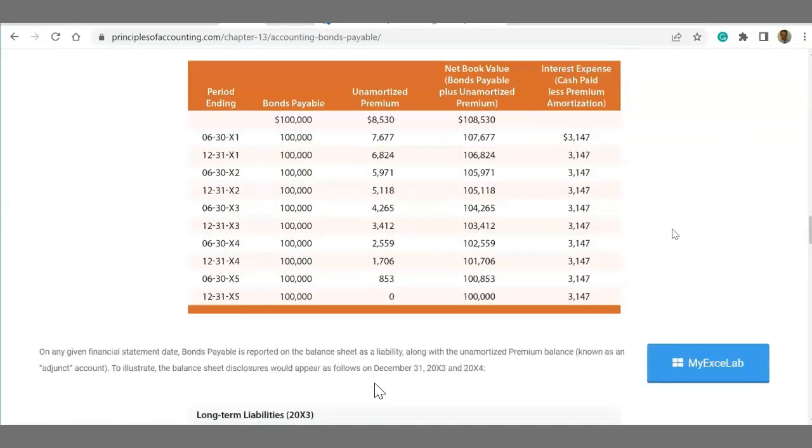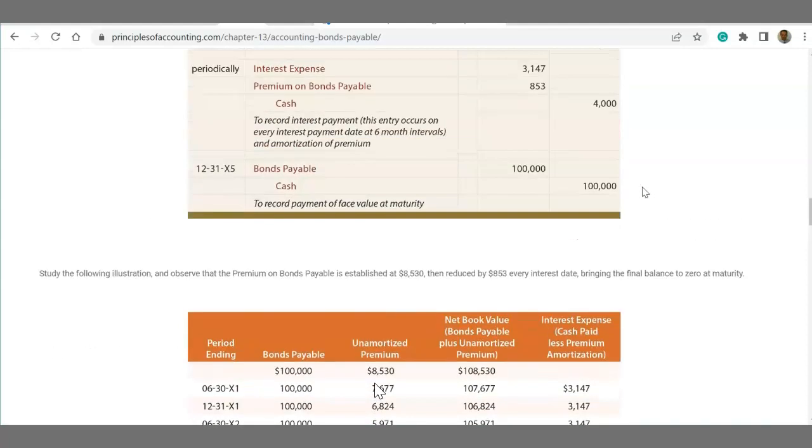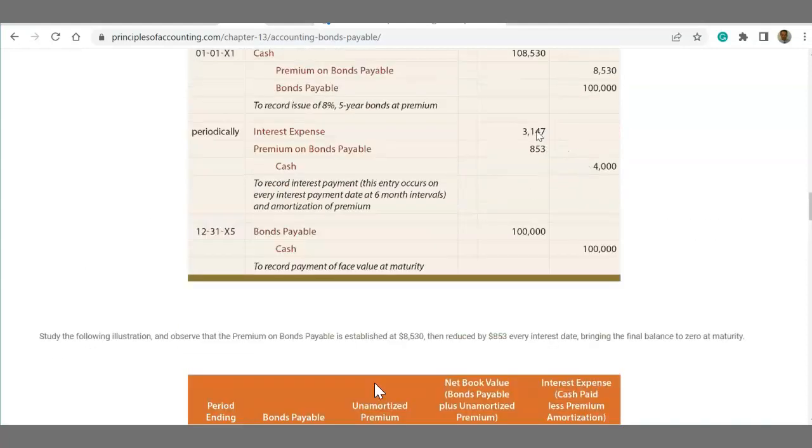So here is the bond schedule of amortization. The original bonds are $100,000. Here is the premium, and here is the total liability of the bond on the day of issue. So if I issue the bond today at a premium, I owe $108,530 on this day. However, after 6 months, if we use straight line amortization, the interest expense will be only $3,147, which comes from this calculation.